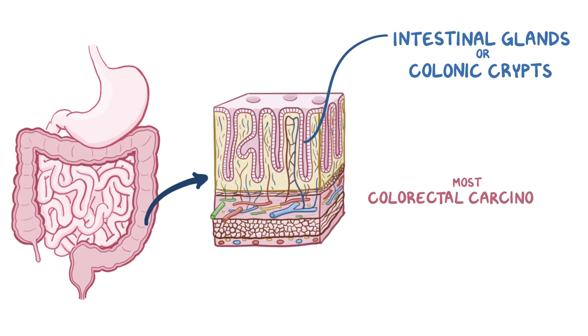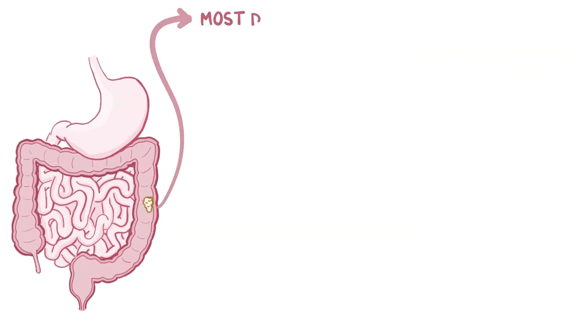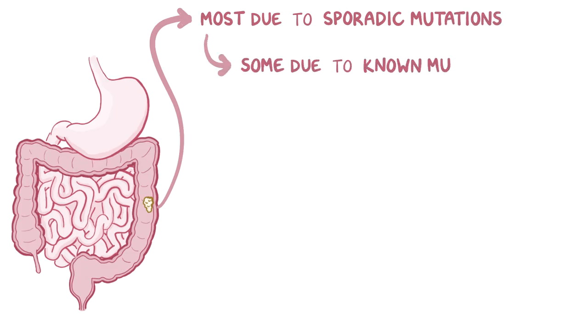Most colorectal carcinomas are adenocarcinomas, meaning that they arise from the cells lining the intestinal glands. Most cases of colorectal tumors happen because of sporadic mutations, but a small number are caused by known genetic mutations that run in a person's family.